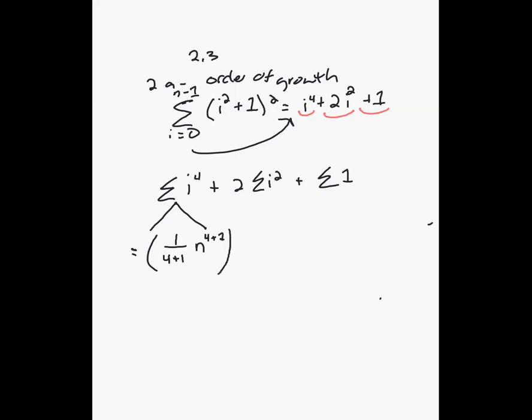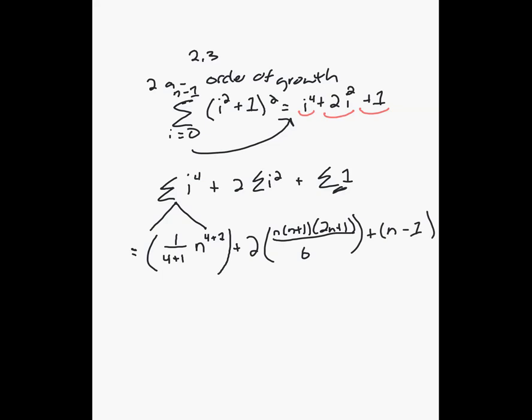Okay, plus, we're going to bring the 2 out and look up the formula here. It's going to be n times n plus 1 times 2n plus 1 over 6. Okay, plus this last summation is going to be equal to n minus 1. Okay, so we've gotten rid of the summation there.